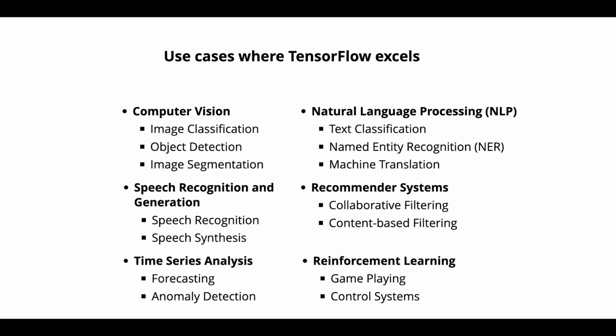Object detection. TensorFlow's object detection API allows developers to build models for detecting and localizing multiple objects within images or video streams. It is used in applications like surveillance systems, autonomous vehicles, and retail analytics.